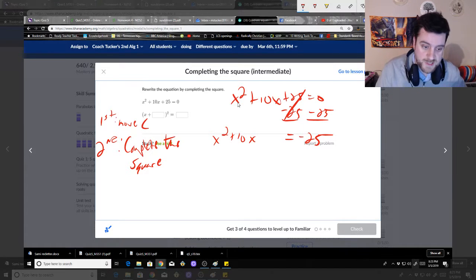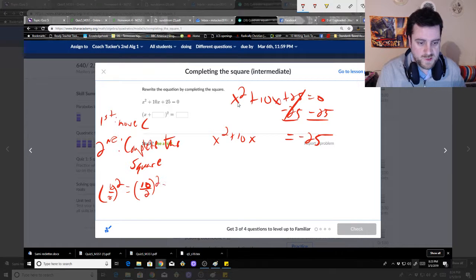This is where you actually complete the square. You do the thing we did just a minute ago: take b, half it, and then square it. In this case, b is 10. Half of 10 is 5, and 5 squared is 25. So you add that number to both sides.